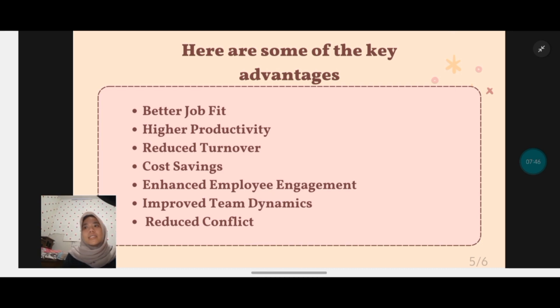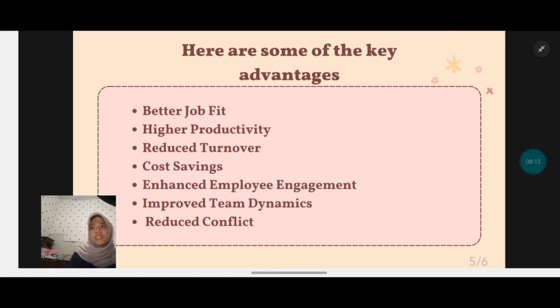Next, enhancing employee engagement. When employees are placed in roles that they are passionate about and where they can use their skills, they are more likely to be motivated, and employees tend to be more committed and enthusiastic about their work.